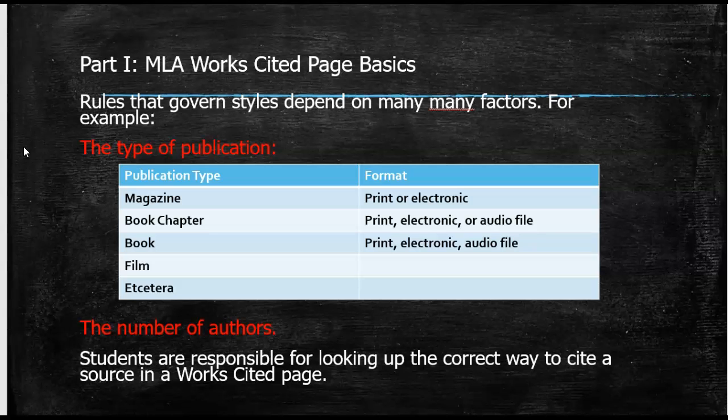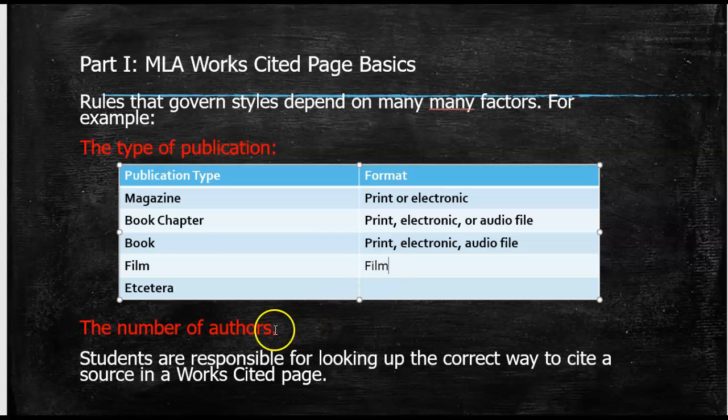Okay. So, for example, there's the type of publication. You can have a magazine, a book chapter, a book, a film, and there are a lot of types of publications. And now, with this very different kind of world we live in, we have print, we have electronic, and sometimes we have audio files. We even have film, like this one. So there are very many different kinds of formats, and that all changes the way that you cite things.